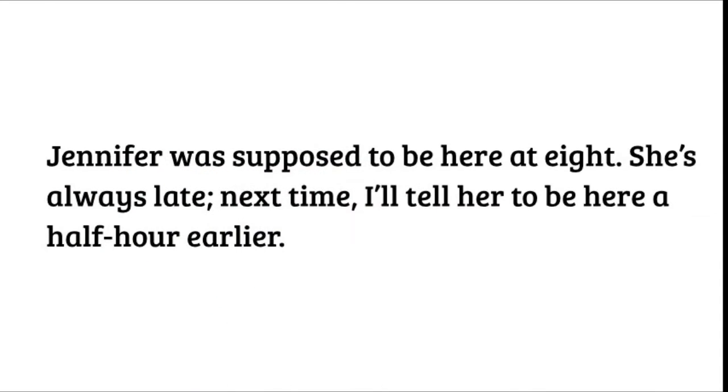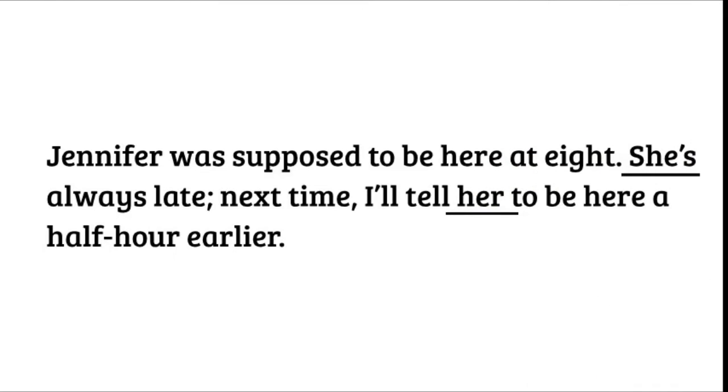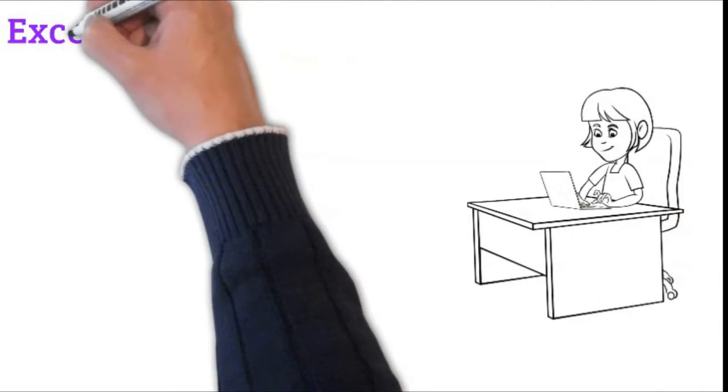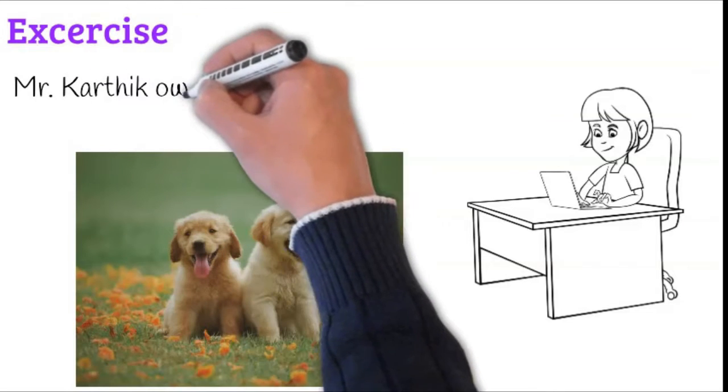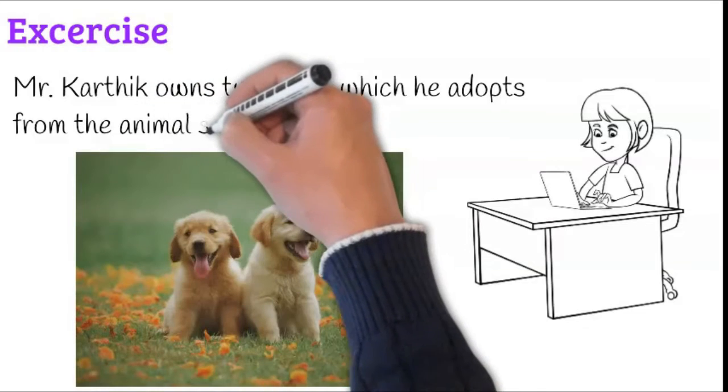Instead of saying Jennifer's name 3 times in a row, we substituted she and her and our sentence remained grammatically correct. Pronouns are divided into a range of categories. We shall see them in later videos. Identify the pronouns in the sentence and comment the answer below. Mr. Karthik owns 2 dogs which he adopts from the animal shelter.